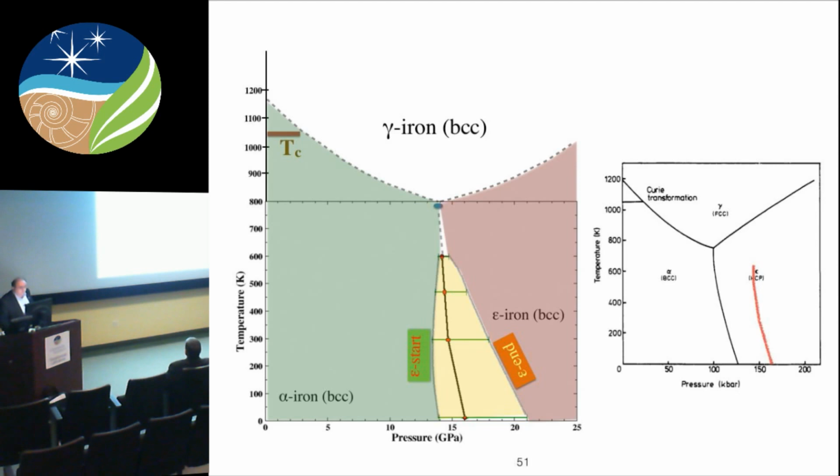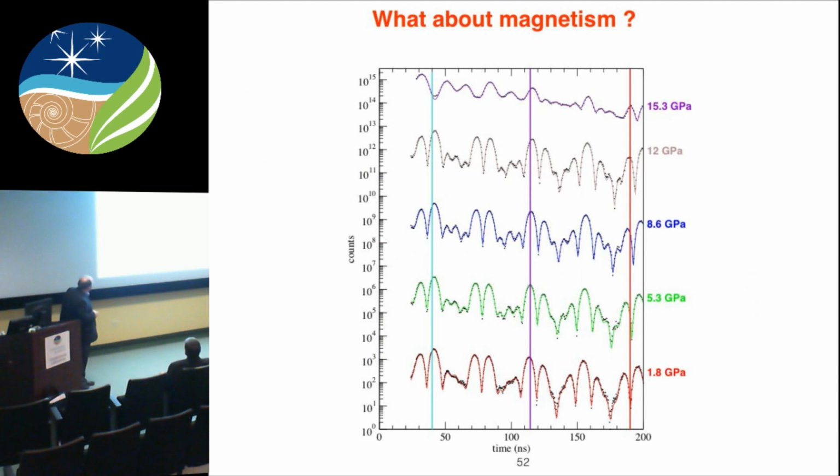Now, what about magnetism? What kind of changes can we actually see in the magnetism? I just blow up the early part of the data to show that we are sensitive to magnetism, because the positions of these lines depend on the internal field. Now, let me blow up a little bit more so that you can see it better.